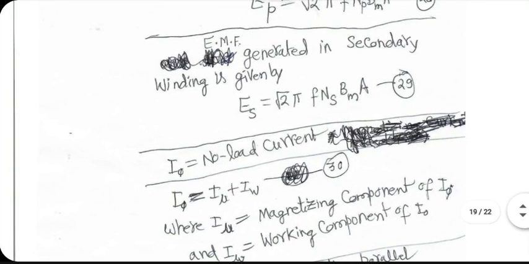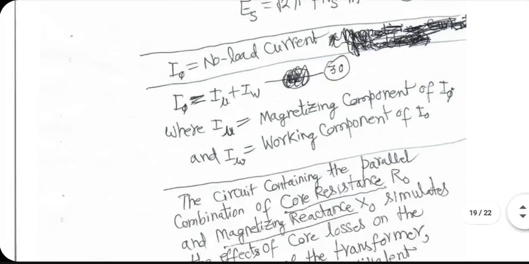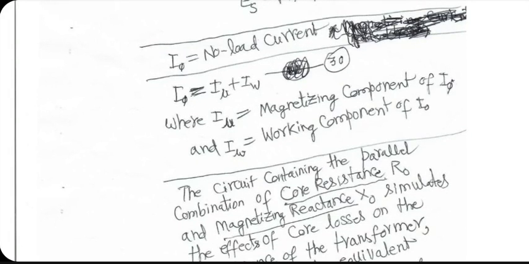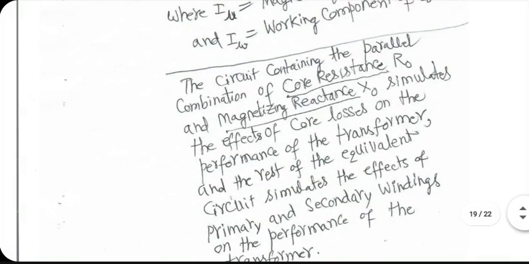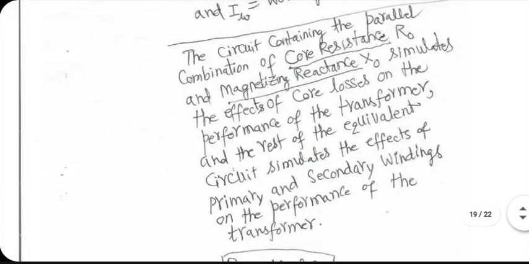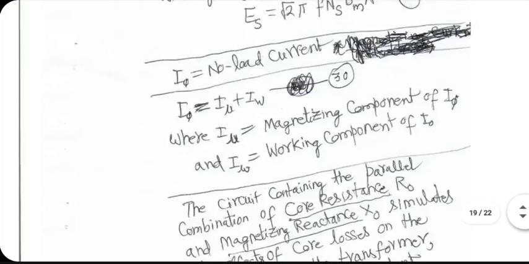Even if there is no load connected to the secondary, these currents will continue to be there. In fact, the reality is that core loss doesn't change much with the current being drawn from the secondary. It is the copper loss that changes all the time. The circuit containing the parallel combination of core resistance R0 and magnetizing reactance X0 simulates the effects of core losses in the performance of transformer, and the rest of the equivalent circuit simulates the effects of primary and secondary winding on the performance.